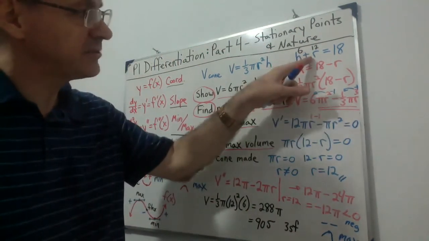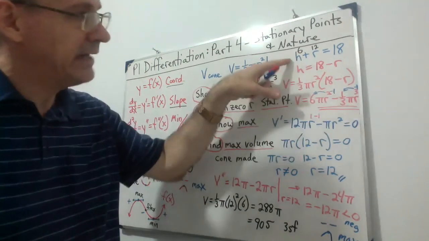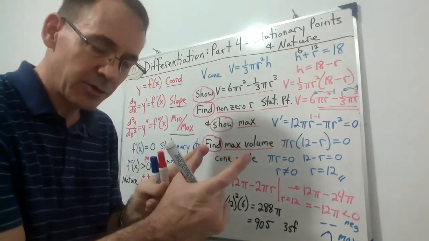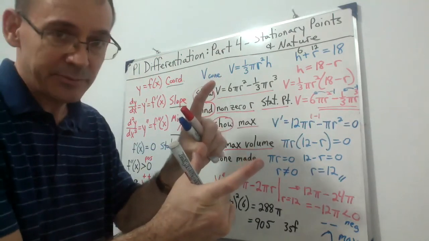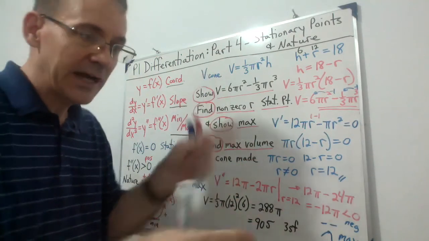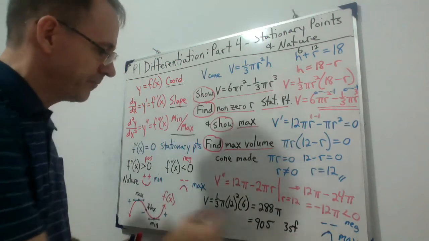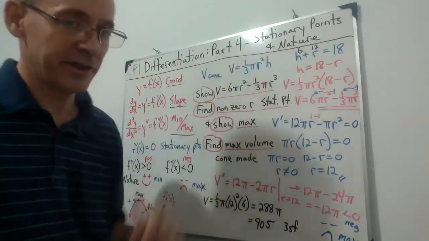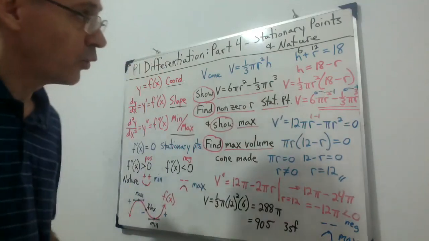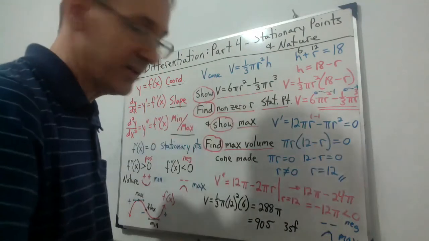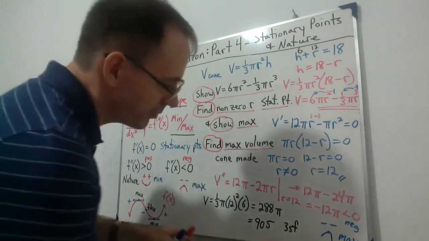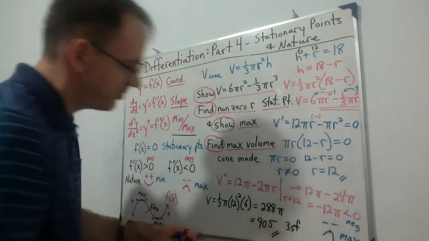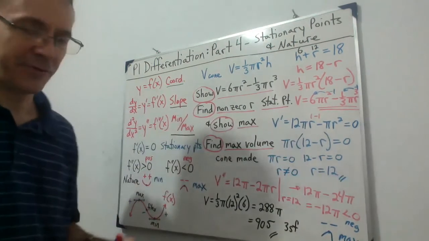So radius would be one-dimensional. Height is also one-dimensional. So the radius of our circle would be 12. The height would be 6. And when you find the volume of that cone, you would have 905 cubic centimeters, or whatever the units were of the radius and height. And so either one of those forms would be correct. This then is your maximum volume.